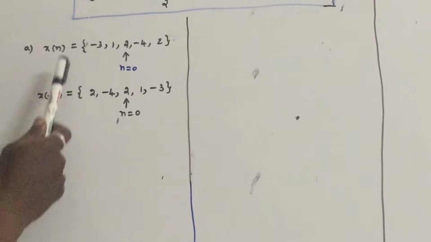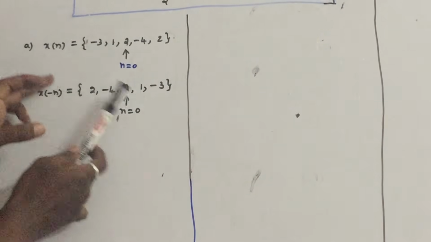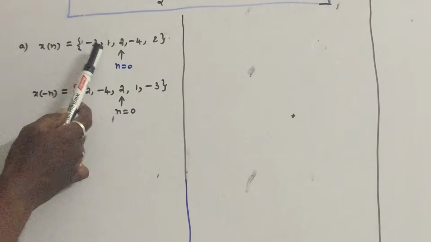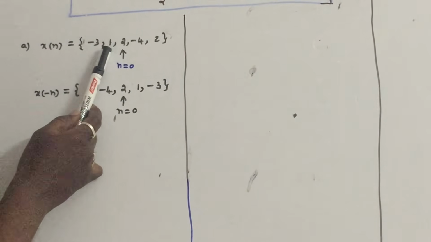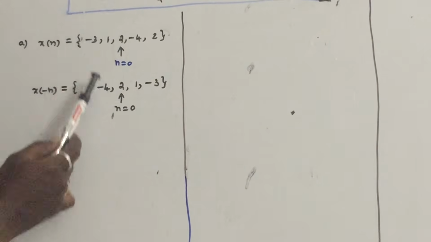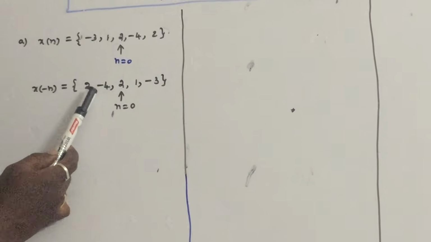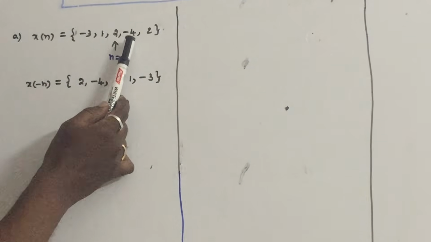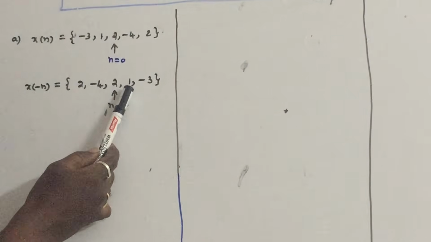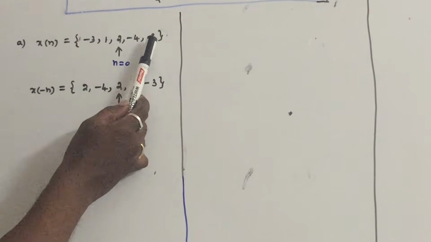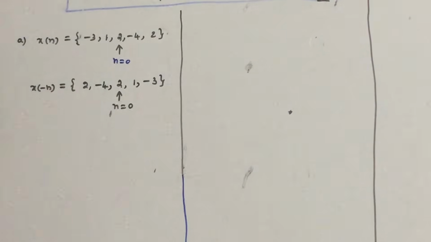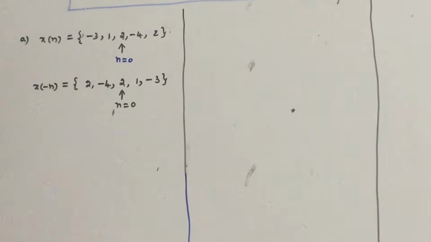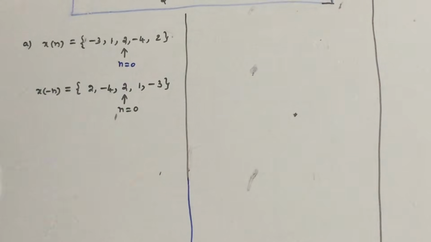You can see that both the sequences are of equal length. Towards the left of n is equal to 0 there are 2 samples, n is equal to minus 1, n is equal to minus 2. Here also you can find n is equal to minus 1, n is equal to minus 2 sample. Towards the right side n is equal to 1 sample is there, n is equal to 2 sample is there. So then we can straightforwardly add or subtract x of n and x of minus n.